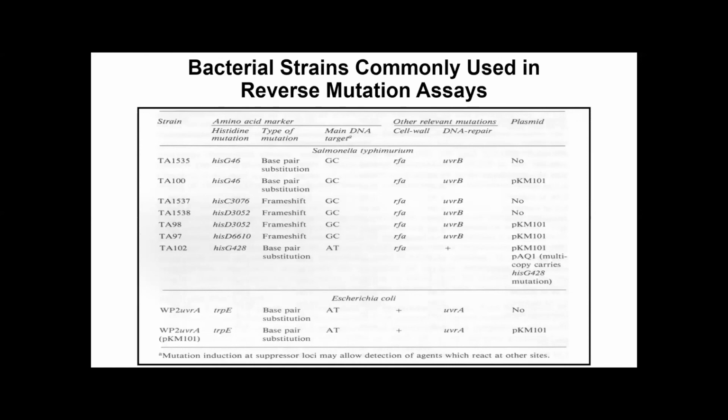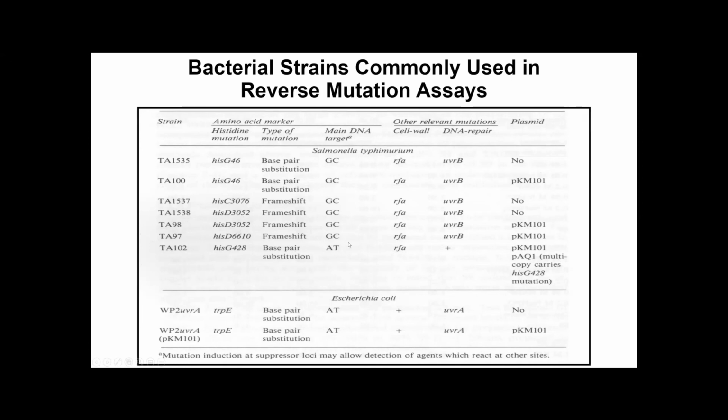So there's the mutation, the type of mutation, the main DNA target, and then also the plasmid over here, whether they have a plasmid or not. So if you look across here, we typically use TA100, TA98, TA97A, and I think 1535. And you look across these, you see that the target for most of these is GC base pairs.